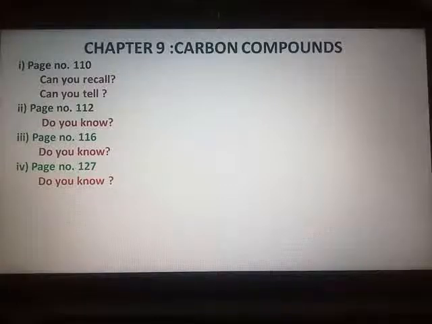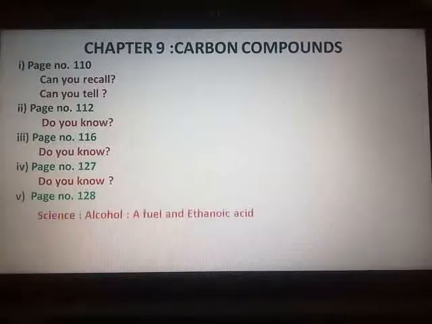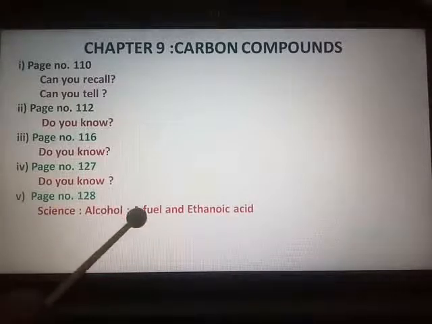That part you have to remove. Page number 127, the pink colored box. Turn your page, page number 128. You have one green colored box with the heading Science, Alcohol, a Fuel, and about ethanoic acid. So that entire green colored box you put across.